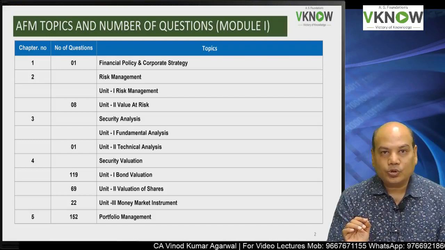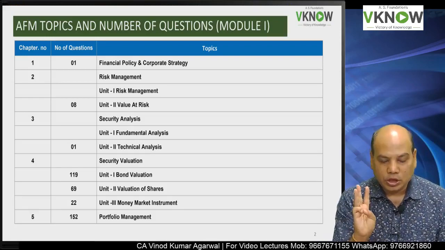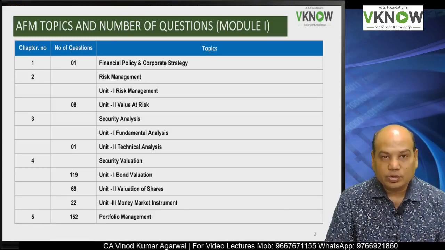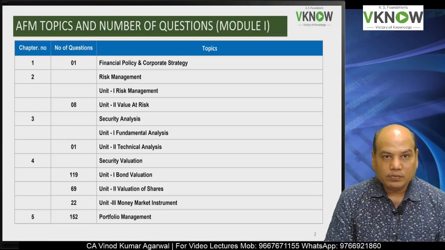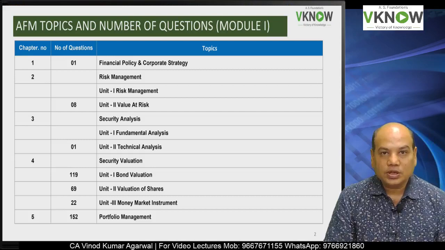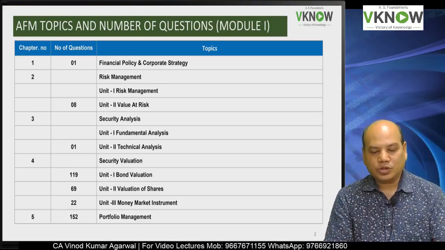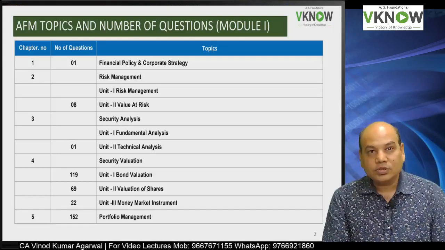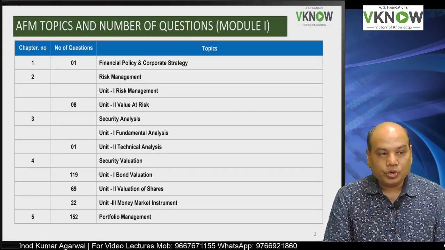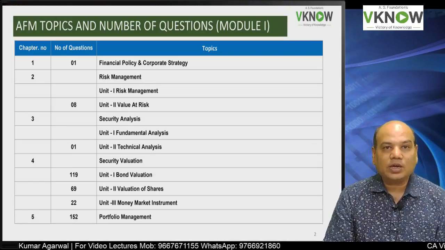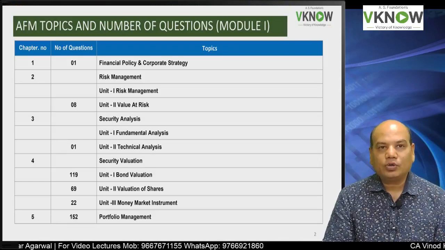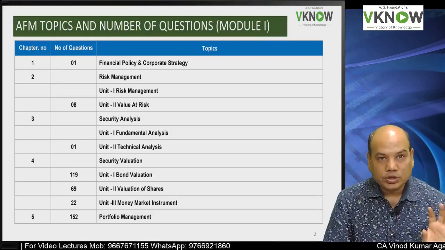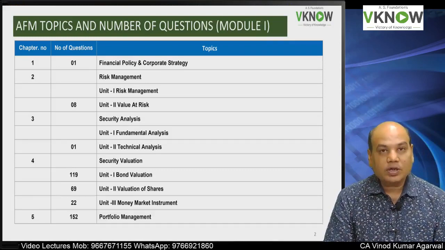Chapter number 4, security evaluation, has 3 units, and look at the number of questions I have covered in the class. On bond valuation we have covered 119 questions in the class, and there are a few more questions I must have dictated. Unit 2, valuation of shares, 69 questions. Unit 3, a small topic, money market instruments, but I have found questions from last 25 years, and we have 22 questions in the notes, and we have covered them in the class.